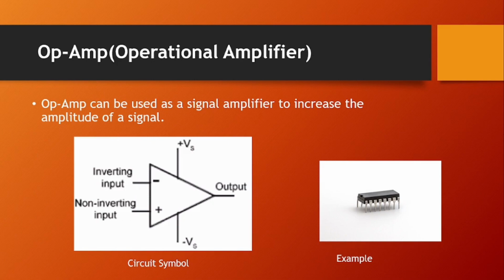An op amp can be used as a signal amplifier to increase the amplitude of a signal. Here we have our examples: an image of our IC and the schematic circuit symbol of our amplifier. We have the inverting input and the non-inverting input, which are the negative and the positive, plus the positive voltage supply, and the other one under it is the negative voltage supply, with our voltage output.